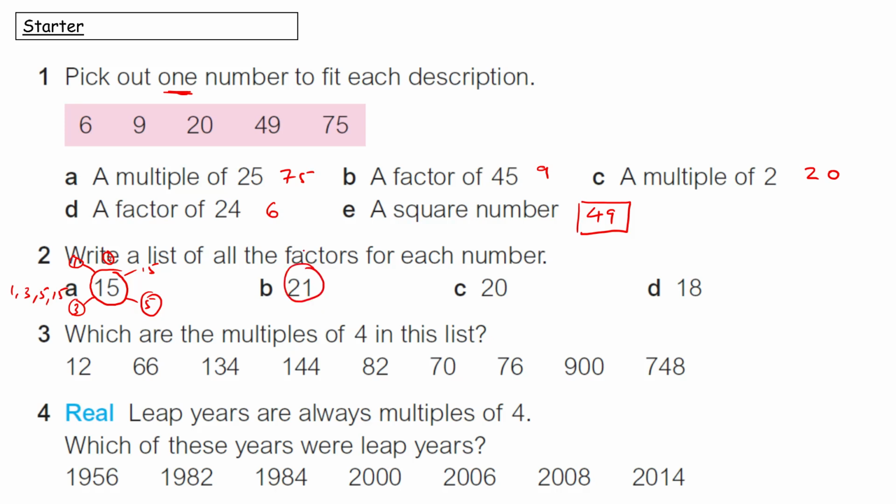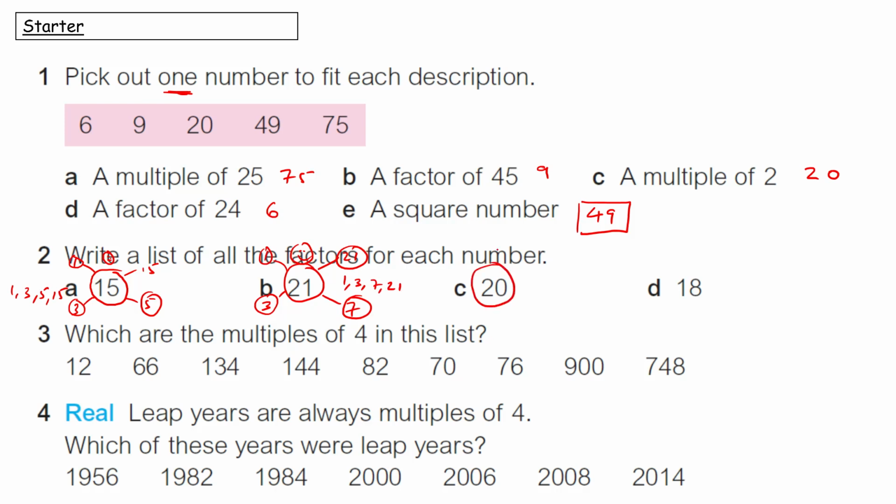On this one, another quick factor spider. 1 goes 21 times. 2 doesn't go, but 2 add 1 is 3, so 3 goes 7 times, and we've got them all then. So we got 1, 3, 7 and 21.